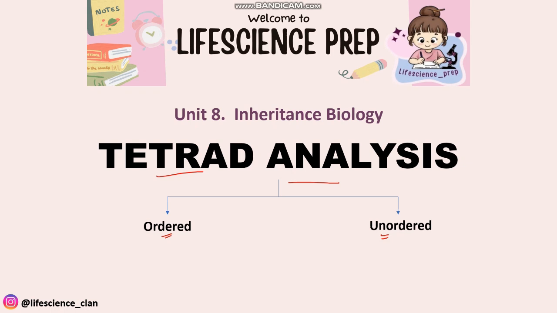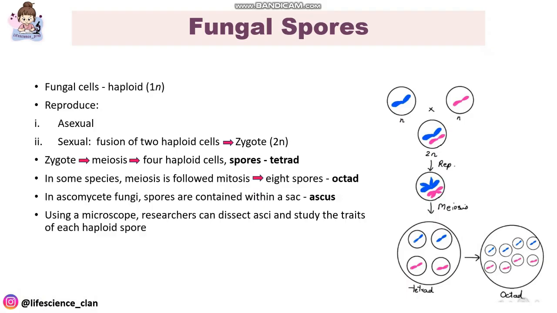In this video, first we will learn the concept of ordered tetrads and then solve some problems which have appeared in previous year question papers. Now what is a tetrad? We already know about fungal cells being haploid and they can reproduce through asexual as well as sexual reproduction. Here we have two haploid fungal spores which will fuse together to give us a diploid zygote.